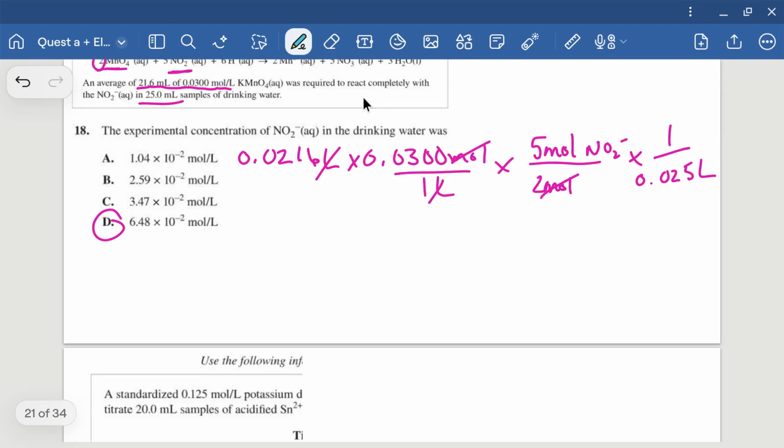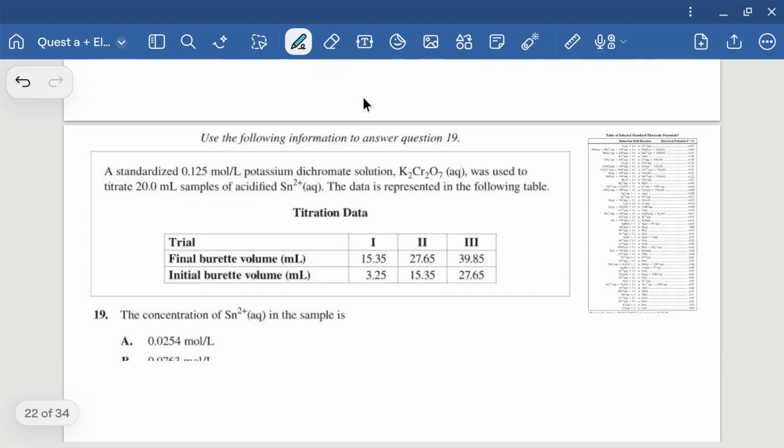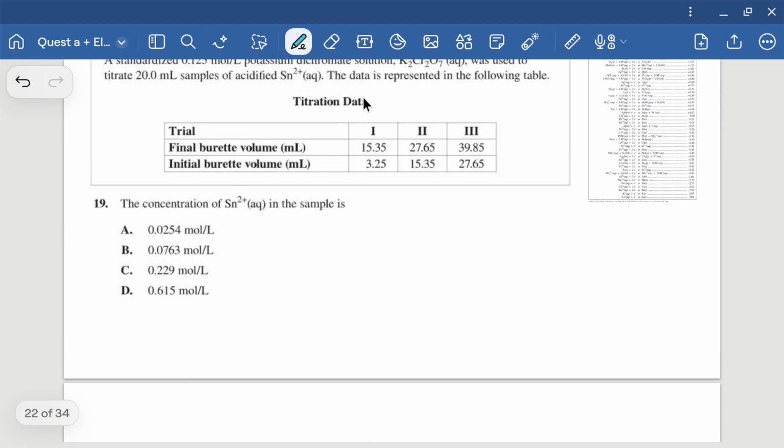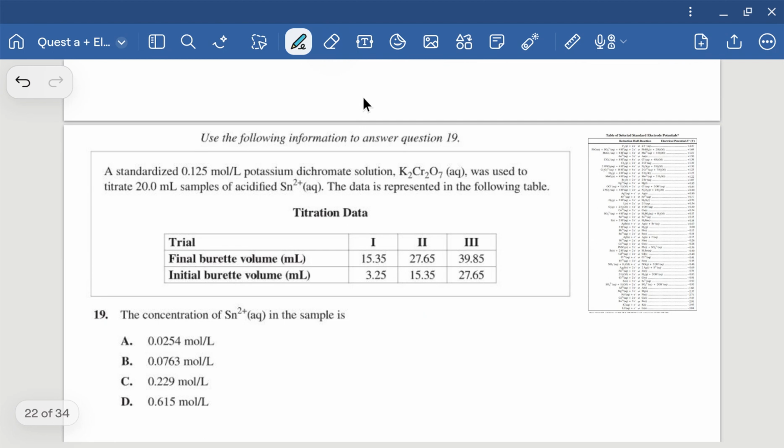Now the next one is similar because we're still doing stoichiometry, but we have to come up with the equation ourselves. And you probably did this lab in class, but if not, we can still do it. So you want to see what's reacting. So you have potassium dichromate. So the potassium ion, the dichromate ion, and then you have, it's acidified, so you know you have hydrogen present. You also know you have that tin 2 positive because that's what you're reacting with, and water.